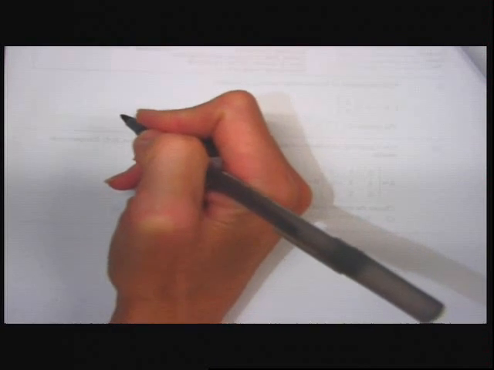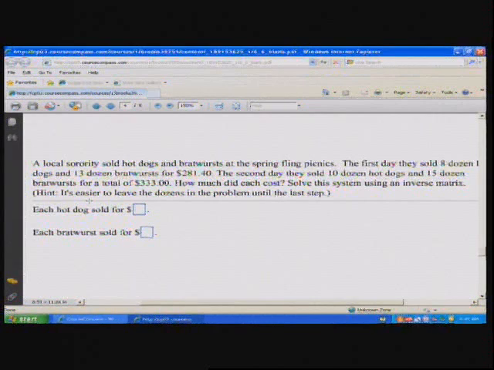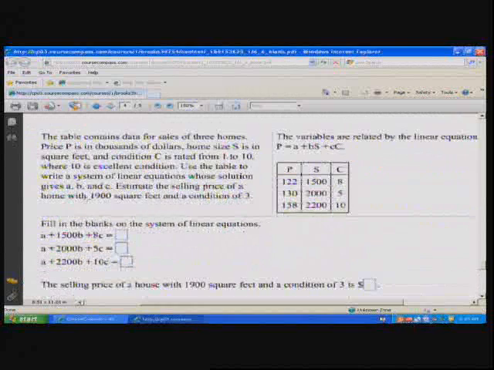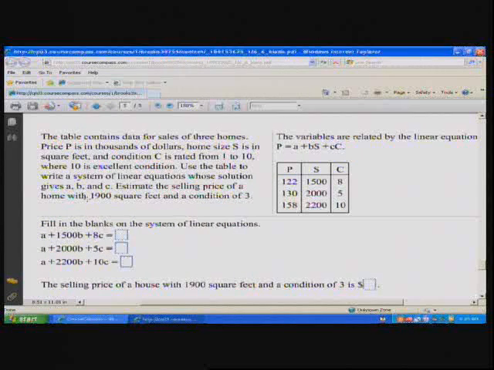So now we're looking at number 15. Because we only have one more section, and then we'll review, and then we'll test. And so it's supposed to be an easy test, one that's going to help you bring up your grade if you need it. All right, the table contains data for sales of 3 homes. Price P is in thousands of dollars. Home size S is in square feet, and condition C is rated from 1 to 10, where 10 is excellent condition. Use the table to write a system of linear equations whose solutions gives A, B, and C. Estimate the selling price of a home with 1,900 square feet and a condition 3.